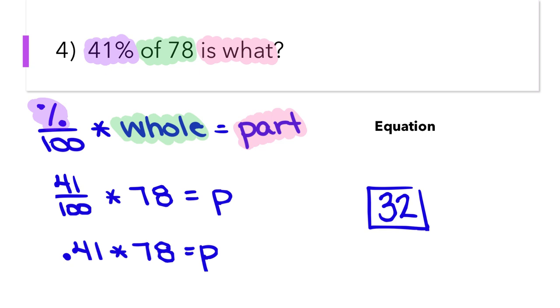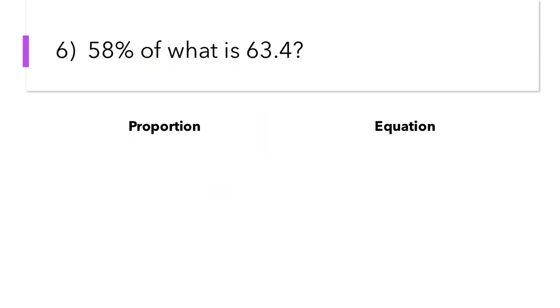All right, so question 2 found a missing percent. Question 4 found a missing part. Now we're going to go to question 6. Question 6 is going to find the missing whole. So we'll start with our equation.